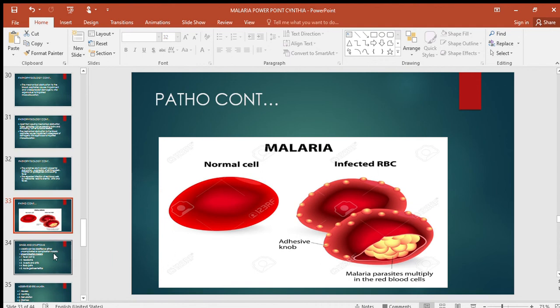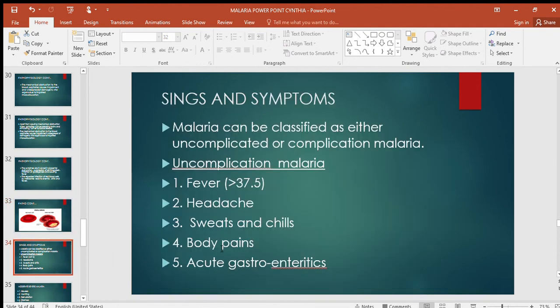So now let's move on to the signs and symptoms. Malaria can be classified as either uncomplicated or complicated malaria. Under uncomplicated malaria, the signs and symptoms are as follows. A patient will present with fever, which is above 37.5 degrees Celsius. They also have headache. They'll have sweats and chills. They have body pains and acute gastroenteritis. So this is in uncomplicated malaria.